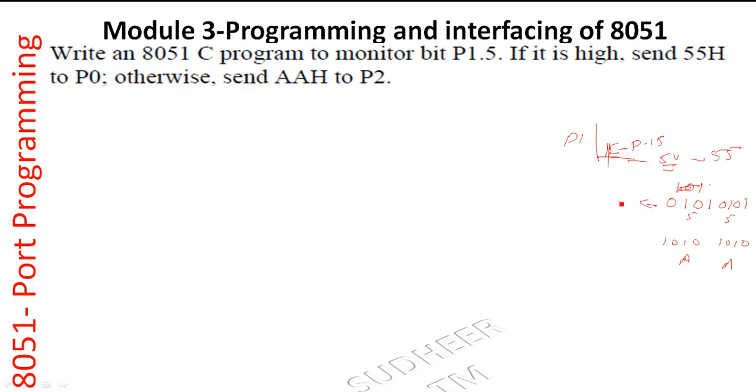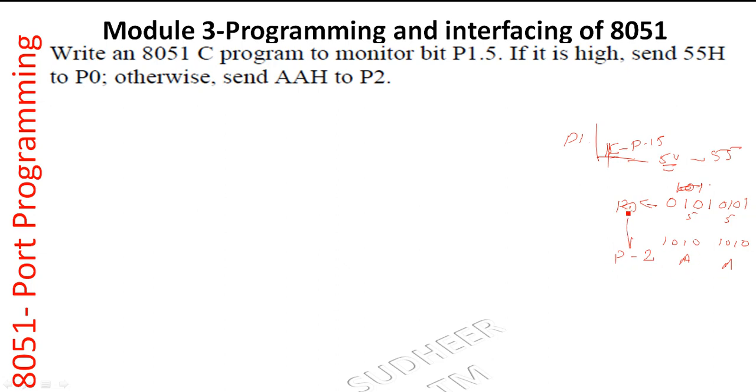If the bit P1.5 is high, we need to send this to port 0. The AA we need to send to port 2 according to the P1.5 status. If high, send 55 to P0. Otherwise, send it to P2 with the data AA.